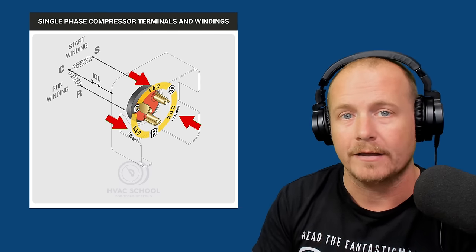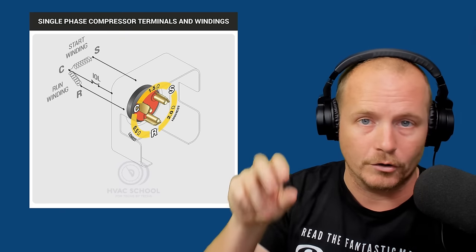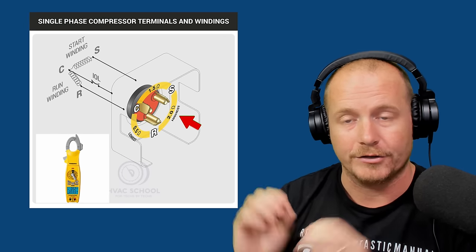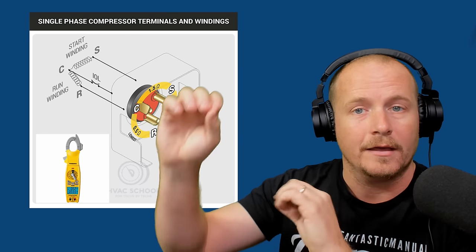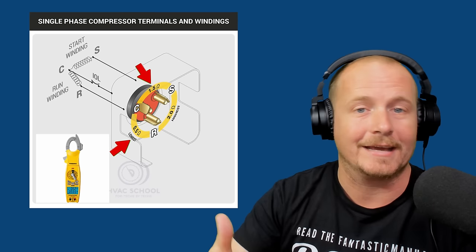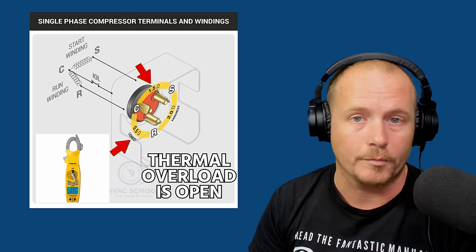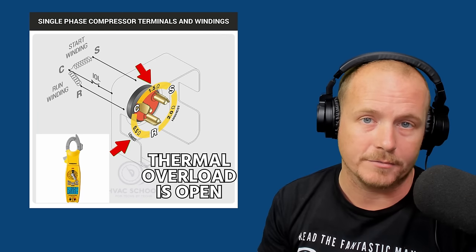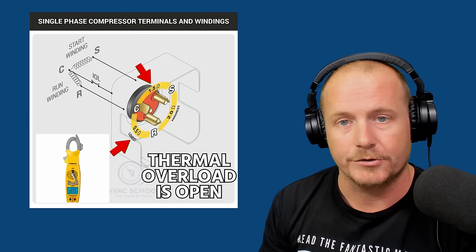And if you find that there is a path measuring with an ohm meter, if you take an ohm meter and you measure between start and run, and you find that you have a good path, and then you measure from common to start and common to run and you have none, that's an indication that that thermal overload is open. As you can see there, if that thermal overload is open, you're not going to have a measurement as far as the path goes to that C terminal.